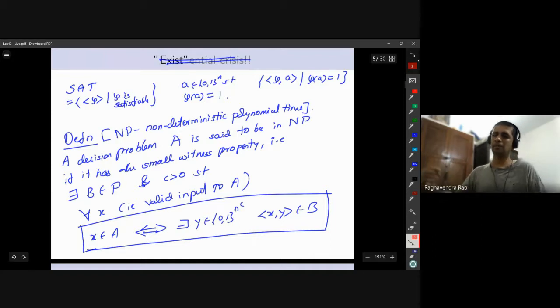Remember that P we defined as the class of all problems that are decidable in deterministic polynomial time, I mean usual polynomial time. These are non-deterministic polynomial time. I didn't really say what non-determinism is here. Non-determinism has its origins in the concept you would have seen in an automata theory or theory of computation course.